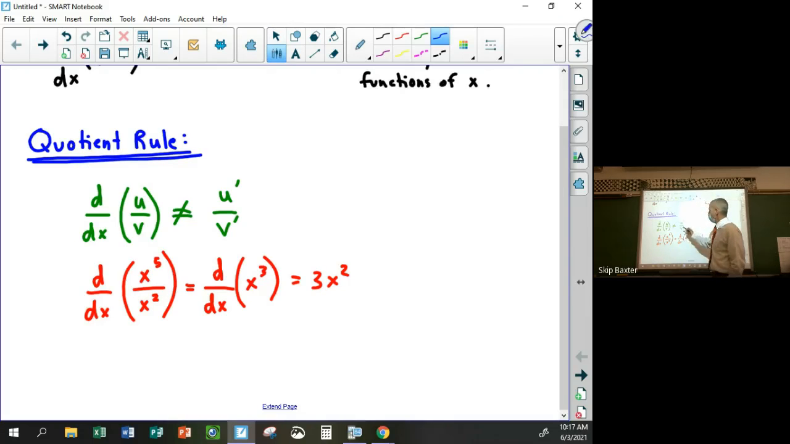However, if I try and use this thing here that doesn't work, I get 5x to the fourth over 2x, which simplifies to be 5 halves x cubed, which is 100% not equal to 3x squared, right? They're totally different. So 3x squared is the correct answer here, the correct derivative. This is the wrong way to do it. Just to summarize, this type of rule works for addition, it works for subtraction, but it doesn't work for multiplication or division, okay? That's kind of the summary you need to remember.